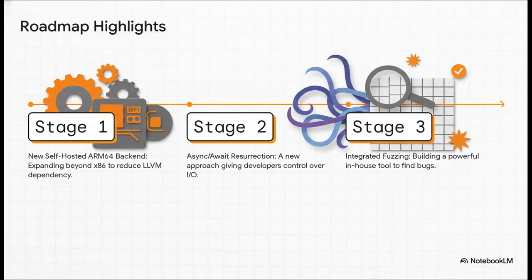So the plan basically breaks down into 3 major stages. First, they're expanding that self-hosted compiler to work on ARM64, which is a huge step towards being totally independent from LLVM. Second, they're bringing back async await, but with a new, much simpler design that puts the developer back in control. And third, they're building powerful testing tools, like fuzzing, right into the language itself.